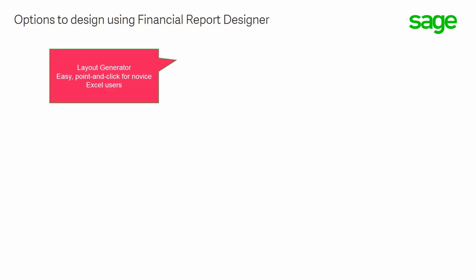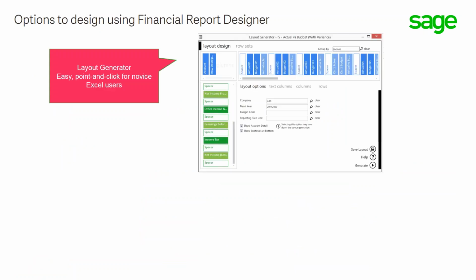So here are the options to use within the financial report designer. And the first one on the screen, it's called our layout generator. And this layout generator just means that you can point and click very easily to set up all of the columns at the top here that you want to set up, your actual budget, etc. You can set all your columns up and then all your rows down the left-hand side. So you see we have one here for our income statement. And then you can design it the way you need to design it.